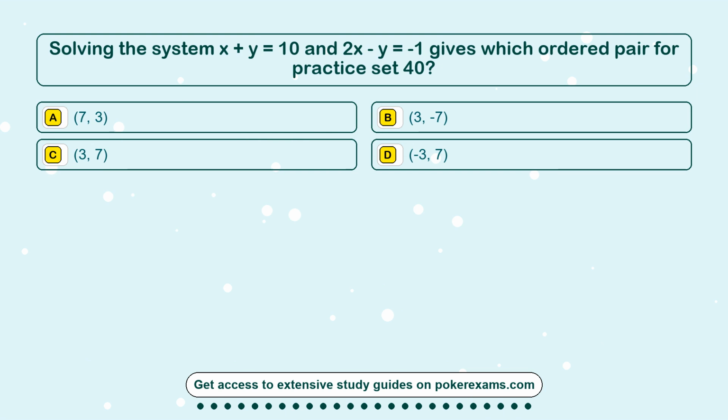Question 12. Solving the system x plus y equals 10 and 2x minus y equals -1 gives which ordered pair for practice set 40? Option A, 7, 3. Option B, 3, minus 7. Option C, 3, 7. Option D, minus 3, 7.